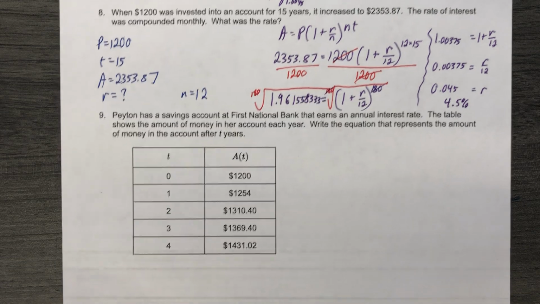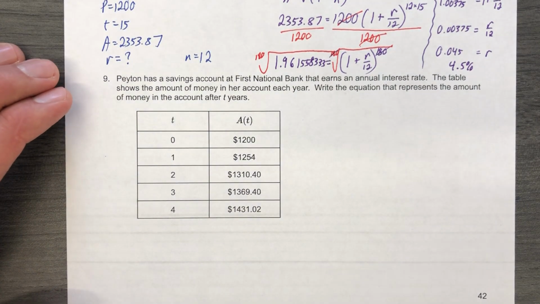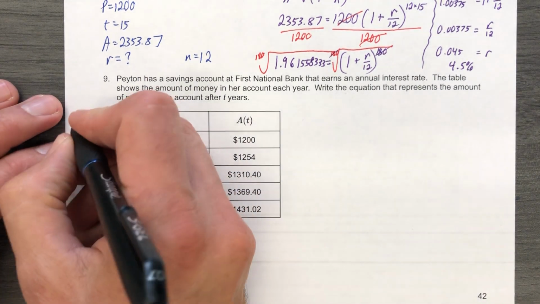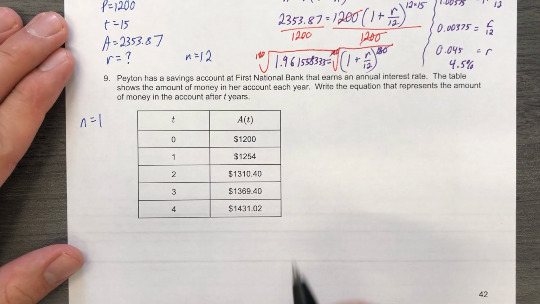All right, last one. Peyton has a savings account at First National Bank that earns an annual interest rate. Annual interest rate, let's just start writing. Good stuff to know. Annual is 1 time a year. That's going to make life easy. The table shows the amount of money in her account each year. Write the equation that represents the amount of money in the account after T years.